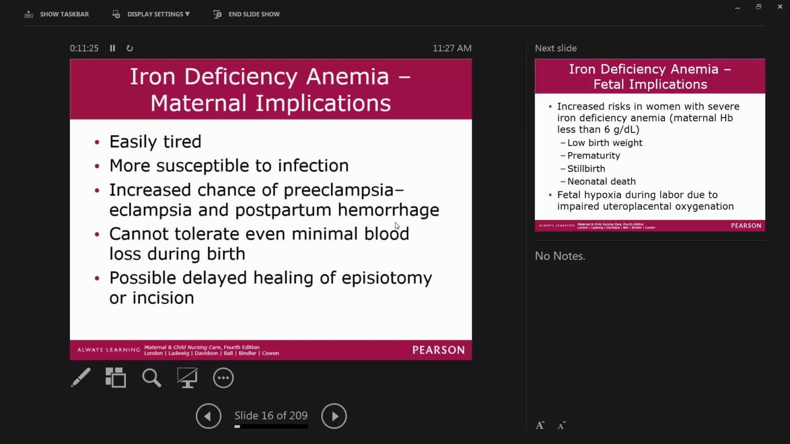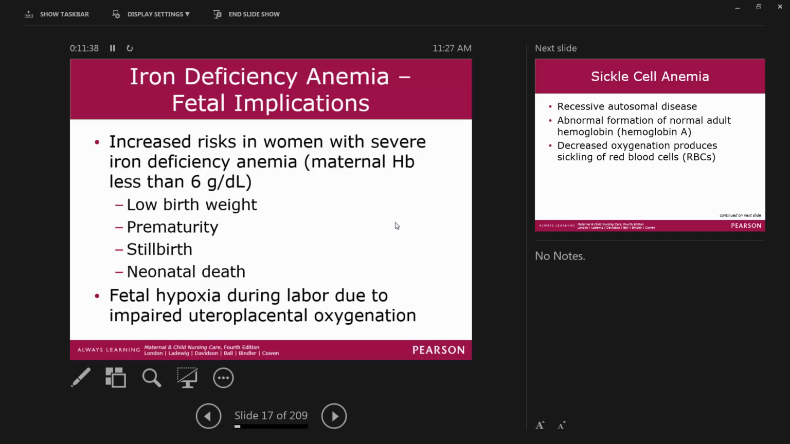So these are the problems that mom can have. You can understand this: if you have anemia, you're going to be easily tired and all those kinds of things. These are pretty standard. It can also cause problems with baby. If mom doesn't have good oxygenation, good blood flow, a good amount of red blood cells, then we're not going to have good exchange through the placenta. These are what your baby's going to face.